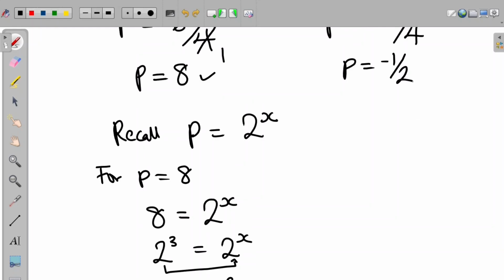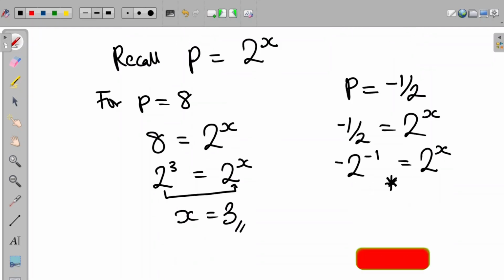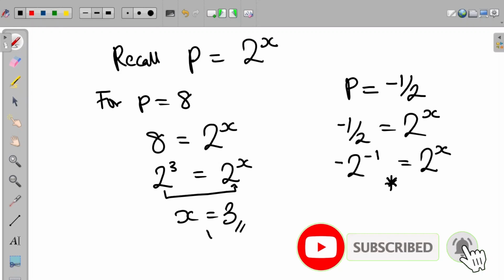Also, for p equal to negative 1 divided by 2, this becomes minus 1 divided by 2 is equal to 2 raised to the power of x. So here can be expressed as minus 2 raised to the power of negative 1 is equal to 2 raised to the power of x. So there is no solution here because 2 raised to the power of x cannot be negative. So the only solution we have here is that x is equal to 3.